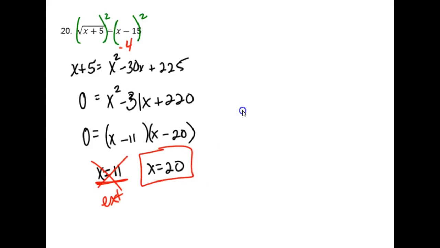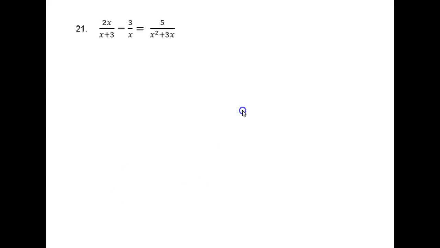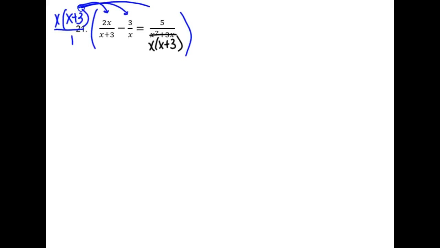Alright, moving along. Everyone's favorite, a rational equation. This quadratic, you need to write in its factored form, so that way you can use your LCM and knock out all the denominators. So the common multiple for this question would be an x and an x plus 3. And when you distribute that to each fraction, you can write this out the long way if you want. I'm just going to write down what doesn't cancel, basically.